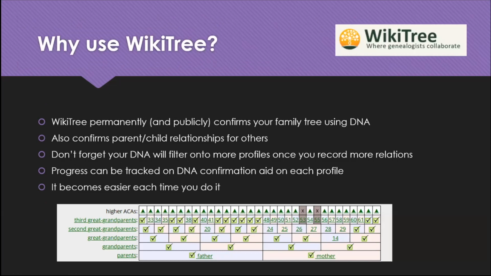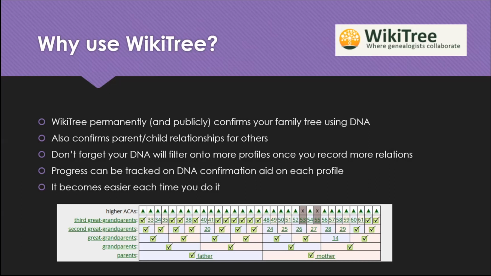So just to sum up here, why use WikiTree? Well, what WikiTree is doing is through DNA, it is permanently and publicly confirming every generational connection on your family tree. It's confirming those relationships for others, because then they can come along and see that a confirmation has been done. They can read the details of that confirmation when you post those citations onto the profile pages.